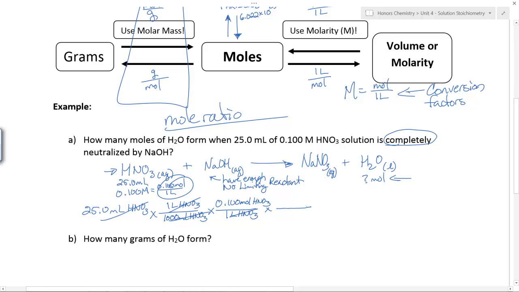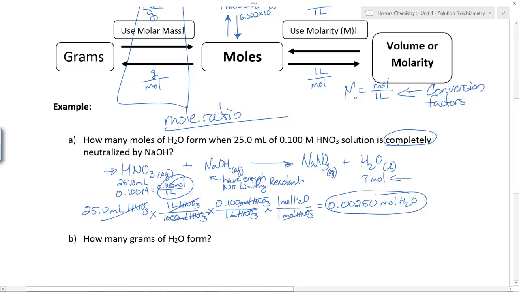Now we're going to use our mole ratio from our balanced equation using our coefficients. In this case, it's going to be a 1-to-1 because our coefficients in front of nitric acid are 1, so 1 mole of HNO3 for every 1 mole of water that is produced. The final step then, of course, is just to plug everything into your calculator and get your answer. And in this case, using correct significant figures, you get this fun number of 0.00250 moles of H2O.